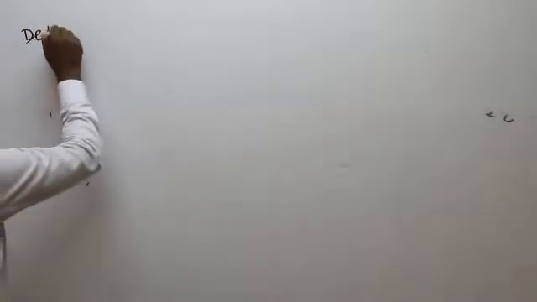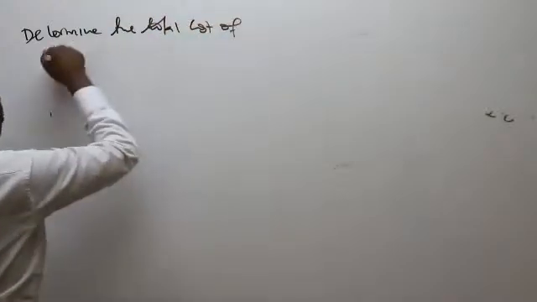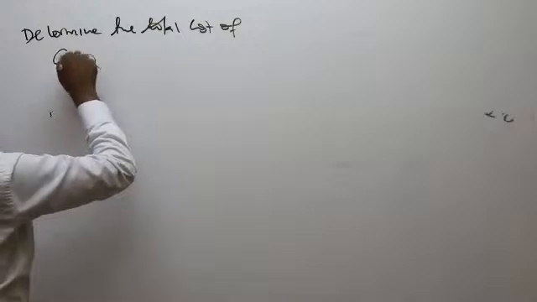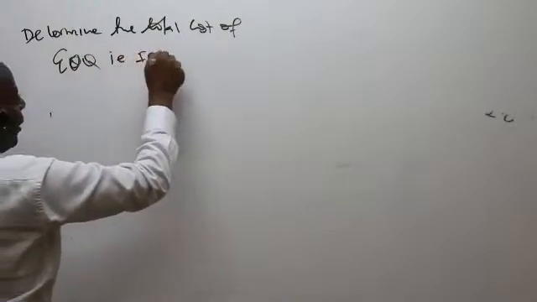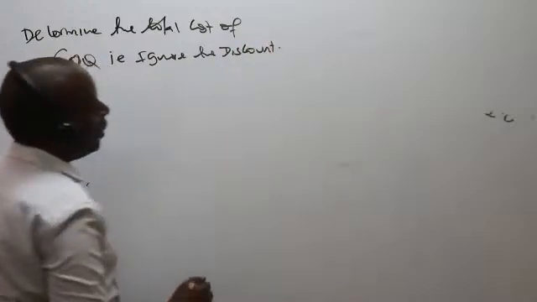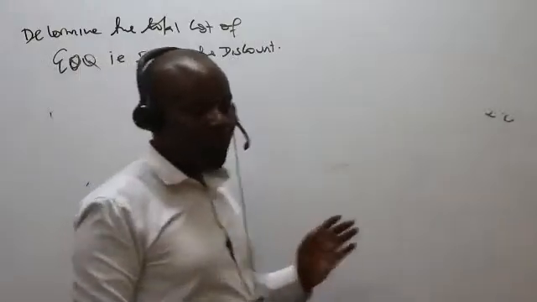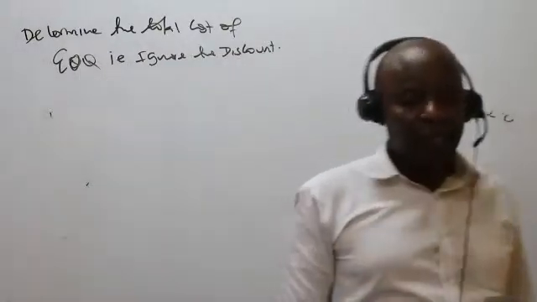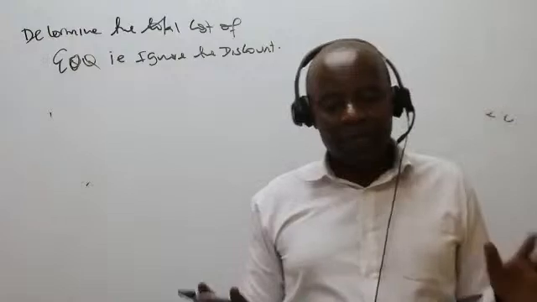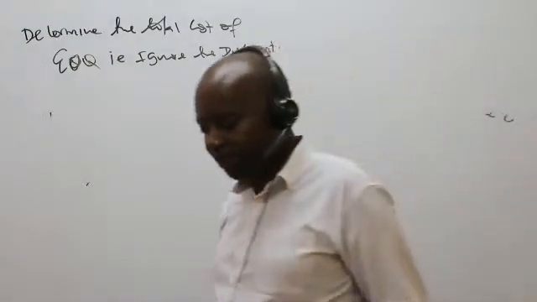You determine the total cost of EOQ, i.e. ignore the discounts. Ignore the discount. So we say, what if we don't want that discount and we decide to work with the economic order quantity? What is going to happen?